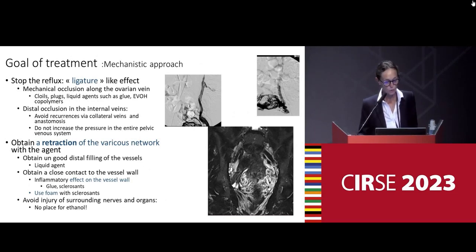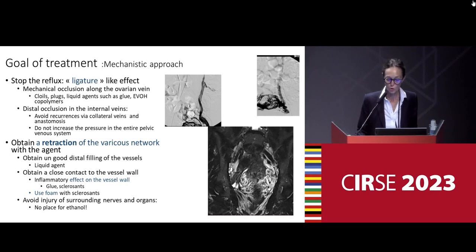To my point of view, the goals of treatment are twofold. First, we have to stop the reflux, and we want to obtain a ligature-like effect, and we need to obtain a mechanical occlusion along the ovarian vein with the coils, plugs, liquid agents such as glue, EVOH, copolymers, and to obtain a distal occlusion of the internal veins to avoid recurrences via collateral veins and anastomosis.